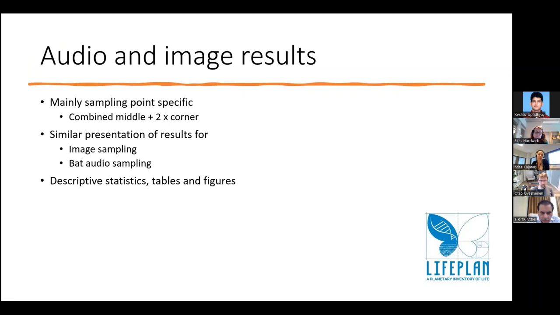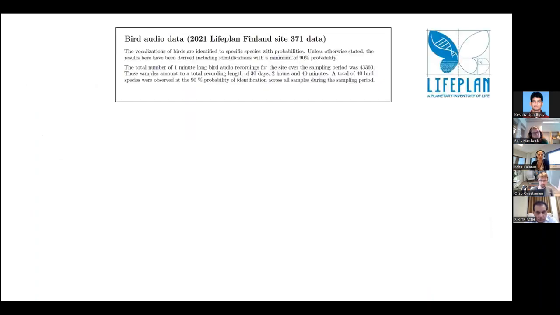the image sampling from the camera traps and the bat audio data recordings would be presented similarly. And again, we have some descriptive statistics in the form of text and then tables and figures. So here I have an example data from Finnish site 371 in Lifeplan 2021, and this is in the northern Finland, northeast Finland. So first, in the text, it explains some basis of this data.